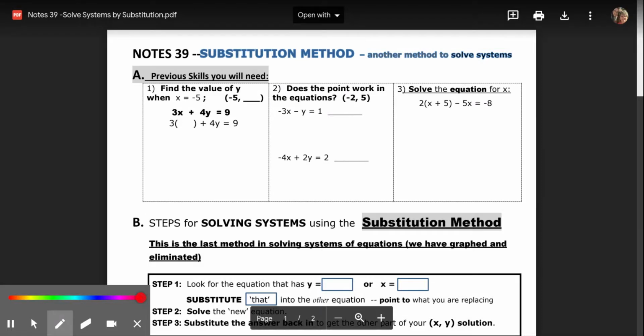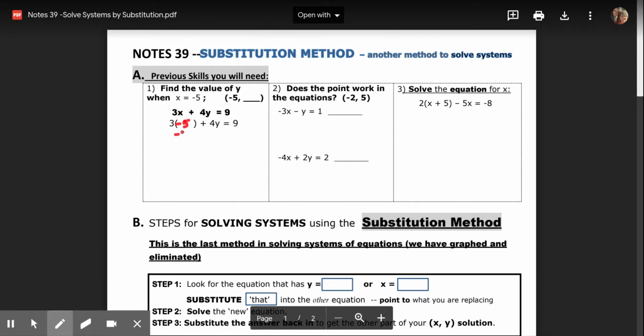Now we're going to use the substitution method. It's another method to solve systems of equations. On letter A, it says previous skills you will need. So on number 1, it says find the value of y when x is -5. So we're going to put a -5 right here where your x is.